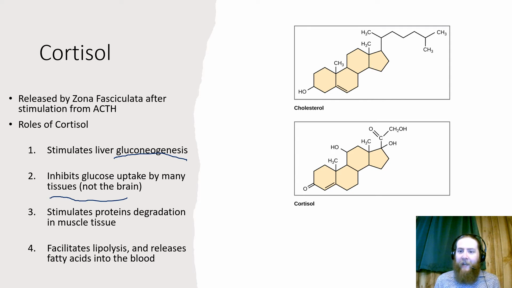Remember that the brain can't store any glucose up there, any glycogen or anything like that. So we need blood sugar at all times in our body for our brain to be able to use that. We have that very specific blood-brain barrier. Without blood sugar, we can't get that sugar inside of the brain. It'll stimulate protein degradation in muscle cells. These amino acids will get broken down and turned into glucose. And it facilitates lipolysis, which is the breakdown of fats, and releases fatty acids into the blood.